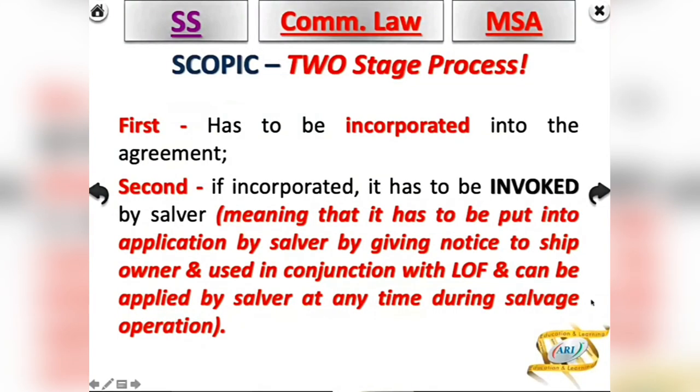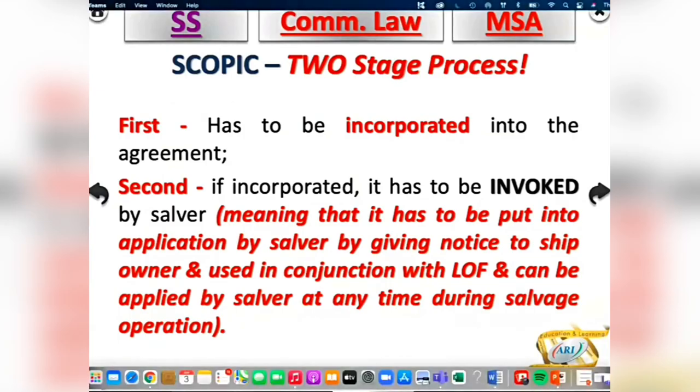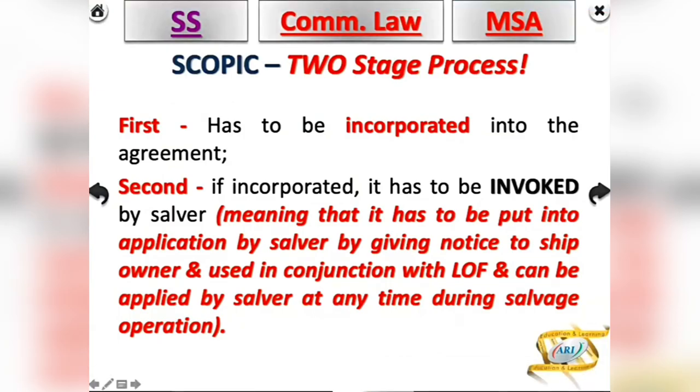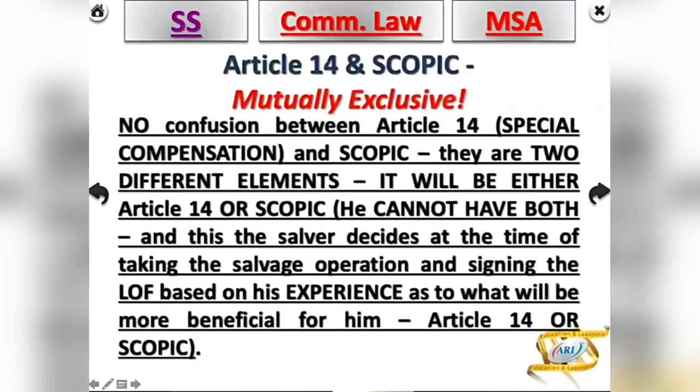Number 2, you have to be very clear. Article 14 and SCOPIC are mutually exclusive. It will either be 14 or SCOPIC. He has to decide at the time of taking the salvage operation and signing the agreement as to what will be beneficial, 14 or SCOPIC. With a phenomenal threat to the environment, 14 he will be beneficial. He will try to make a huge expenditure claim.